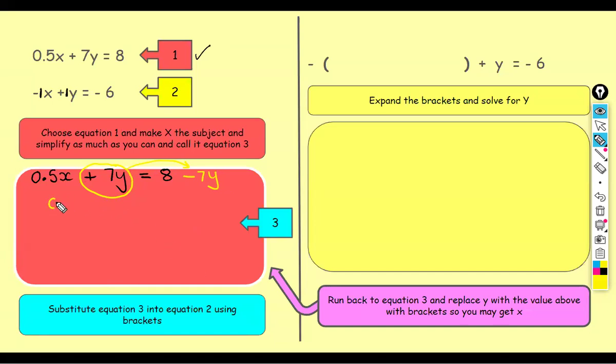So this is what we have so far. 0.5x is equal to 8 minus 7y. But x is still not the subject. We have to make x the subject. So that 0.5 is the problem. This 0.5, which is touching the x, is a multiply.